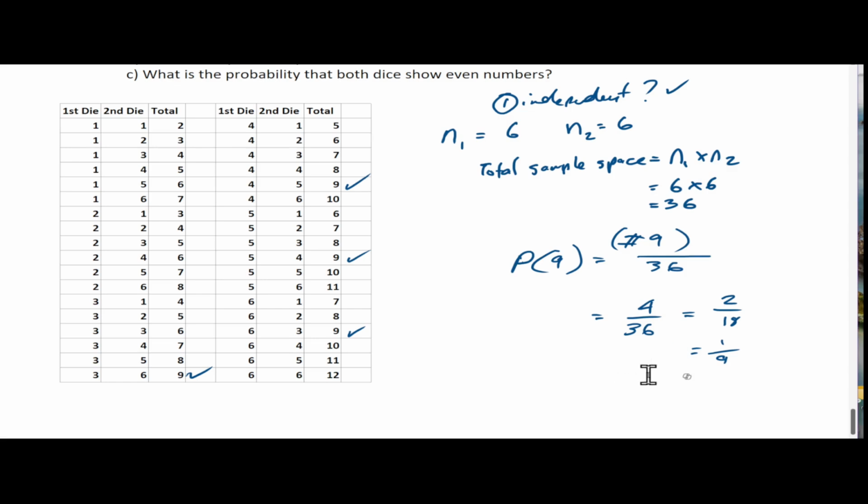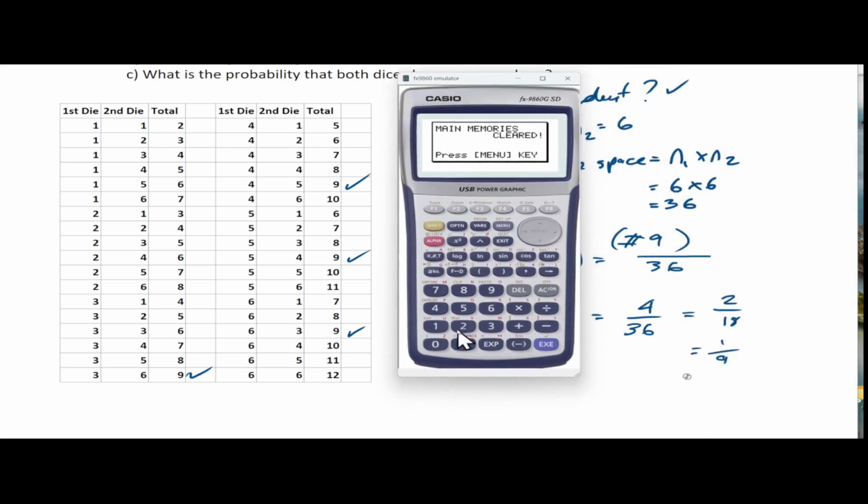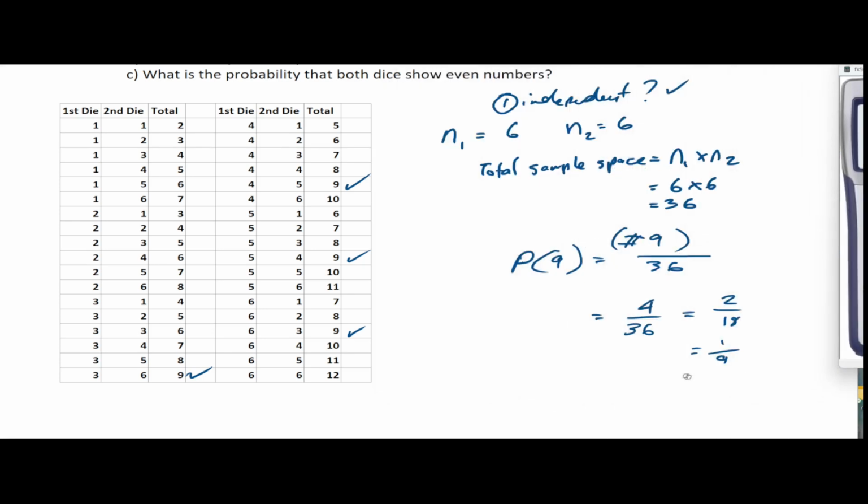1 in 9 as a decimal. I don't know what that's going to be. Have a look. 1 divided by 9 is, okay, 0.1111111 forever and ever. But we would say 0.1 repeated.